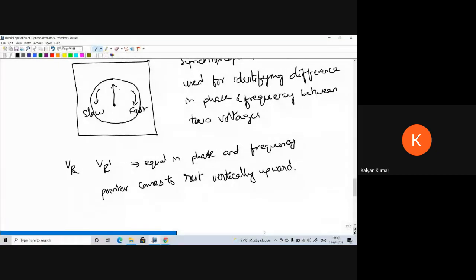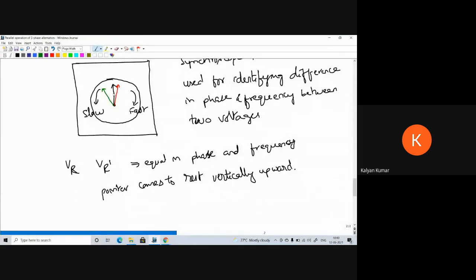If the pointer is showing the fast direction, then we have to slow down the speed of the incoming alternator. If the pointer is in the slow direction, then we have to increase the speed of the incoming alternator. Thereby, by adjusting the speed of the incoming alternator, we can make the frequencies equal. When the two frequencies are equal, the pointer comes to rest in vertical position. When the pointer comes to rest, it indicates that the two voltages are exactly equal in phase and frequency. Then at that instant, we are going to close the synchronizing switch.